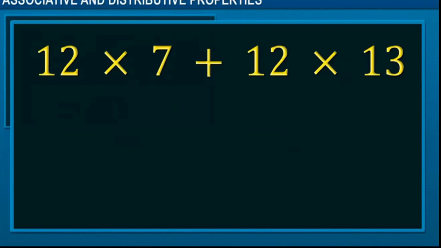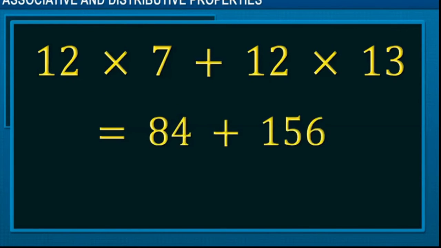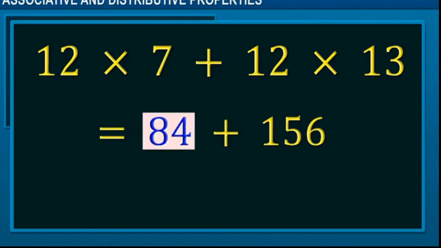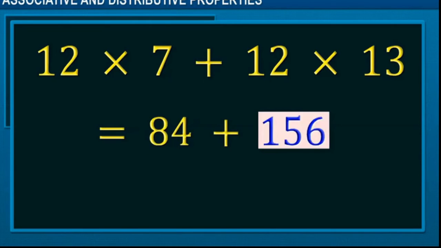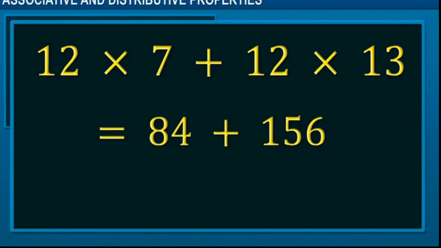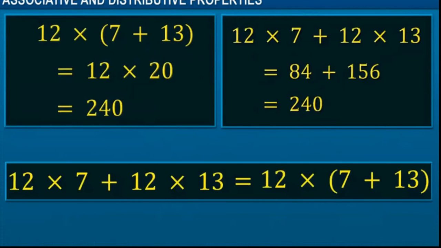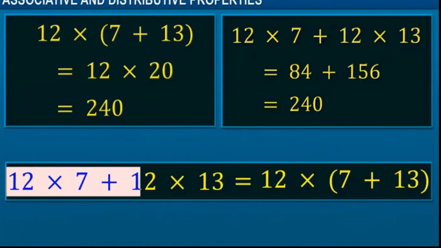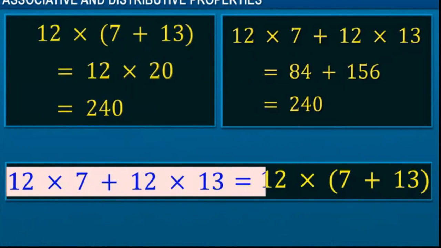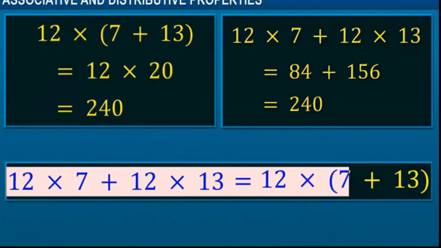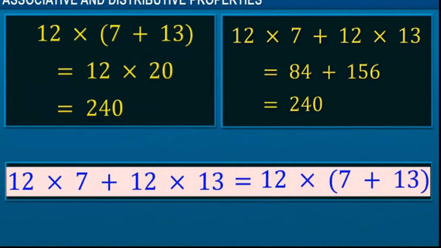Consider 12 into 7 plus 12 into 13. On multiplying, we get 84 plus 156. Adding 84 and 156, we get 240. Thus, we see that the sum of 12 multiplied by 7 and 12 multiplied by 13 is equal to 12 multiplied by the sum of 7 and 13.